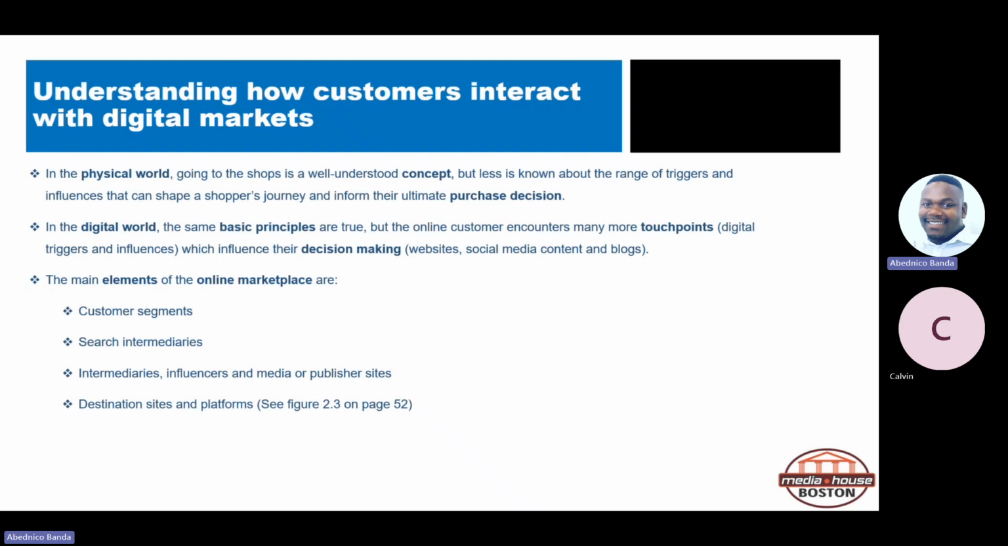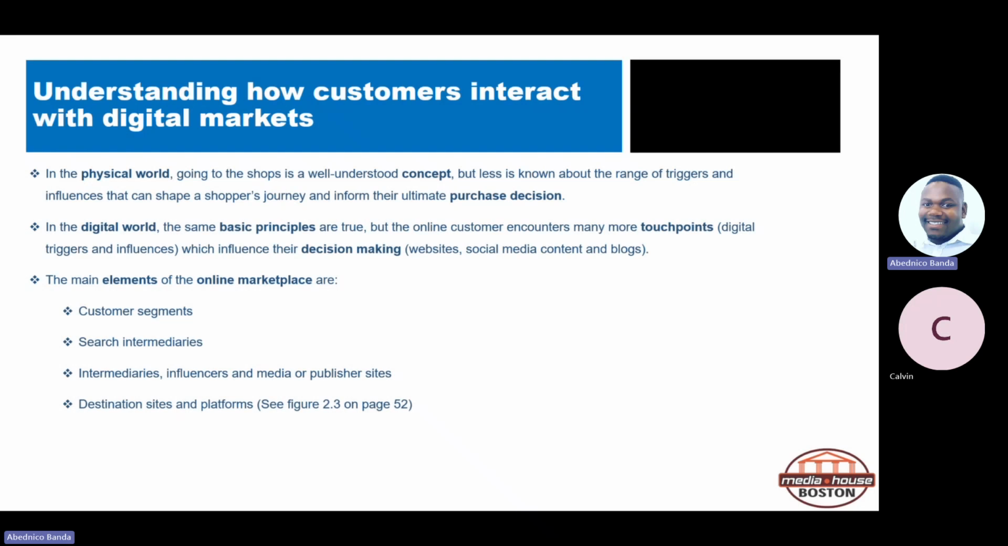So, in the physical world, going to the shops is a well-known concept, but less is known about the range of triggers and influences that can shape a shopper's journey and inform their ultimate purchase decision. In the digital world, however, the same principles are true, but the online customer encounters many touch points which influence their decision making. The main elements of the online marketplace are customer segments, search intermediaries.